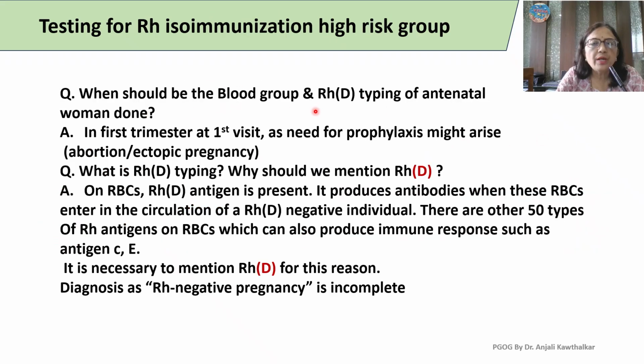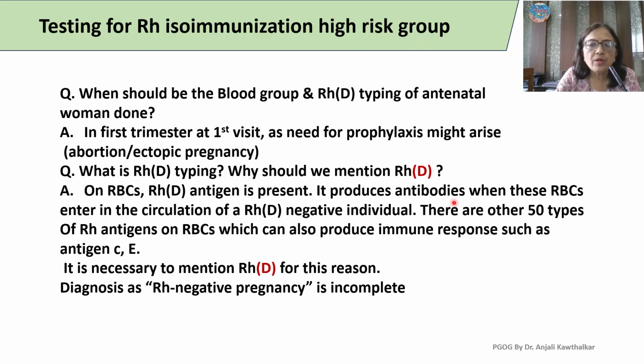When should the blood group and RHD typing of an antenatal woman be done? It should be done at the earliest, in the first trimester at the first antenatal visit, as there might be a need to take a decision about prophylaxis in a high risk situation such as abortion or ectopic pregnancy. What is RHD typing? Why should we mention RHD? Again, we have already seen the same thing, but in a different format. Now, on RBCs, the RHD antigen is present.